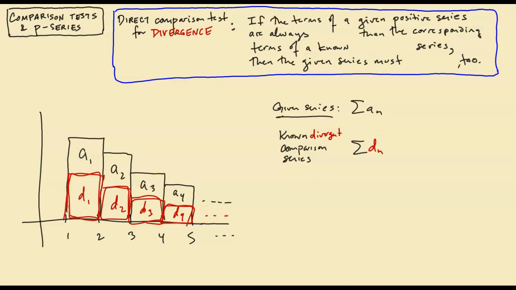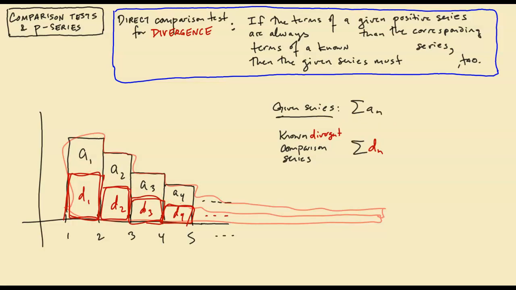Aha, that would work. If this D series is known to diverge, then it would have an infinite area. Well, this bigger staircase contains the smaller staircase, so its area would have to be infinite as well, which means that the A series would have to diverge. And that's it. That's the insight.